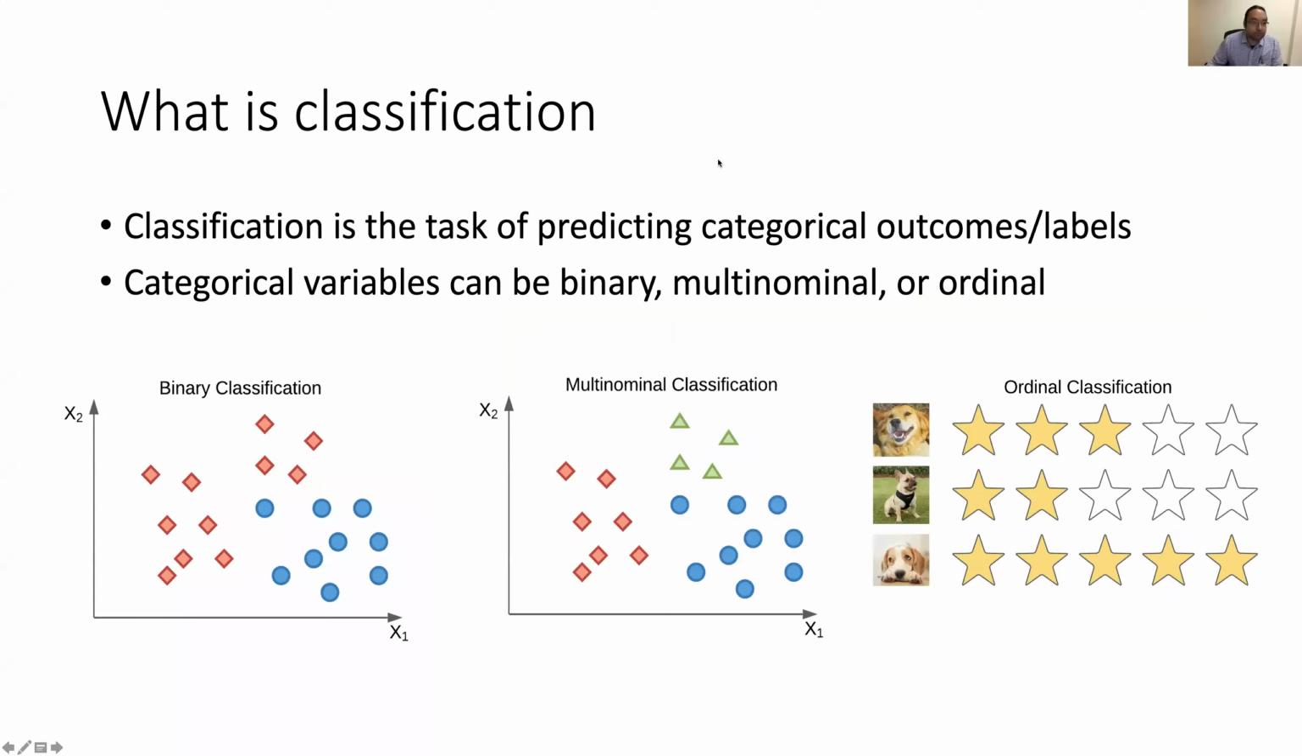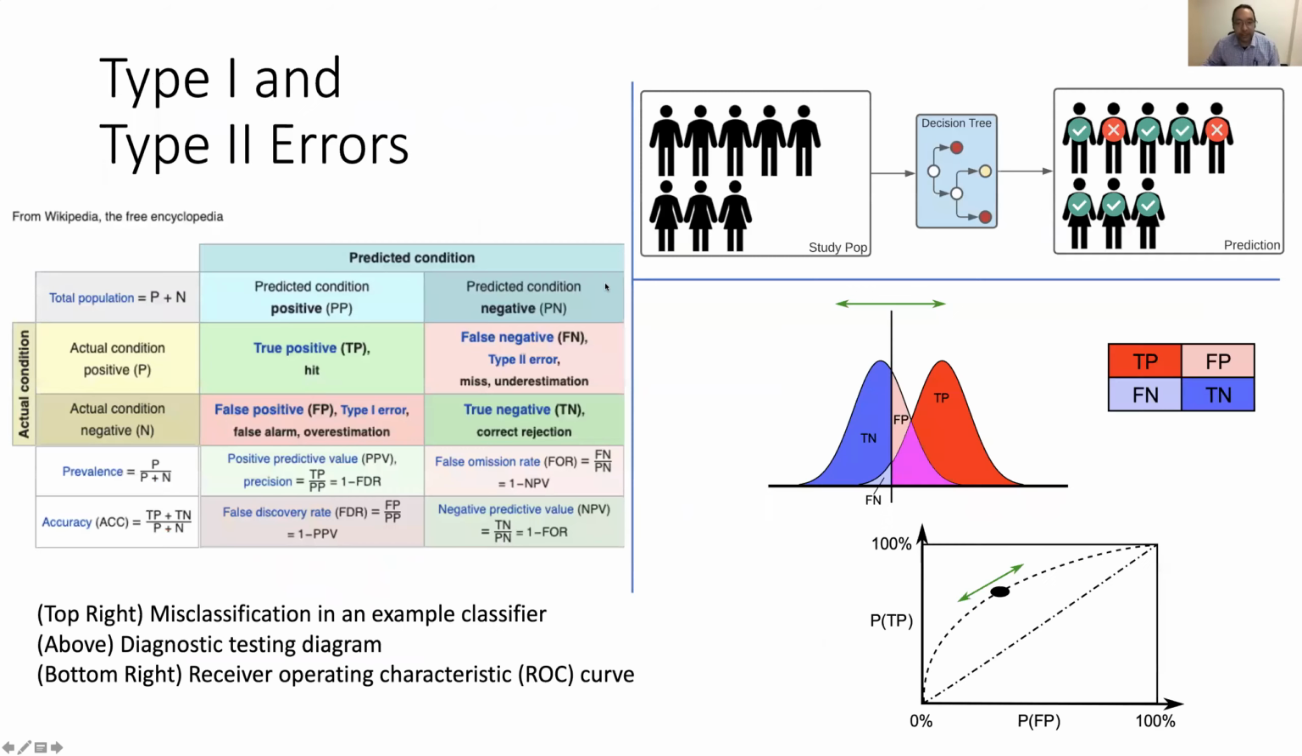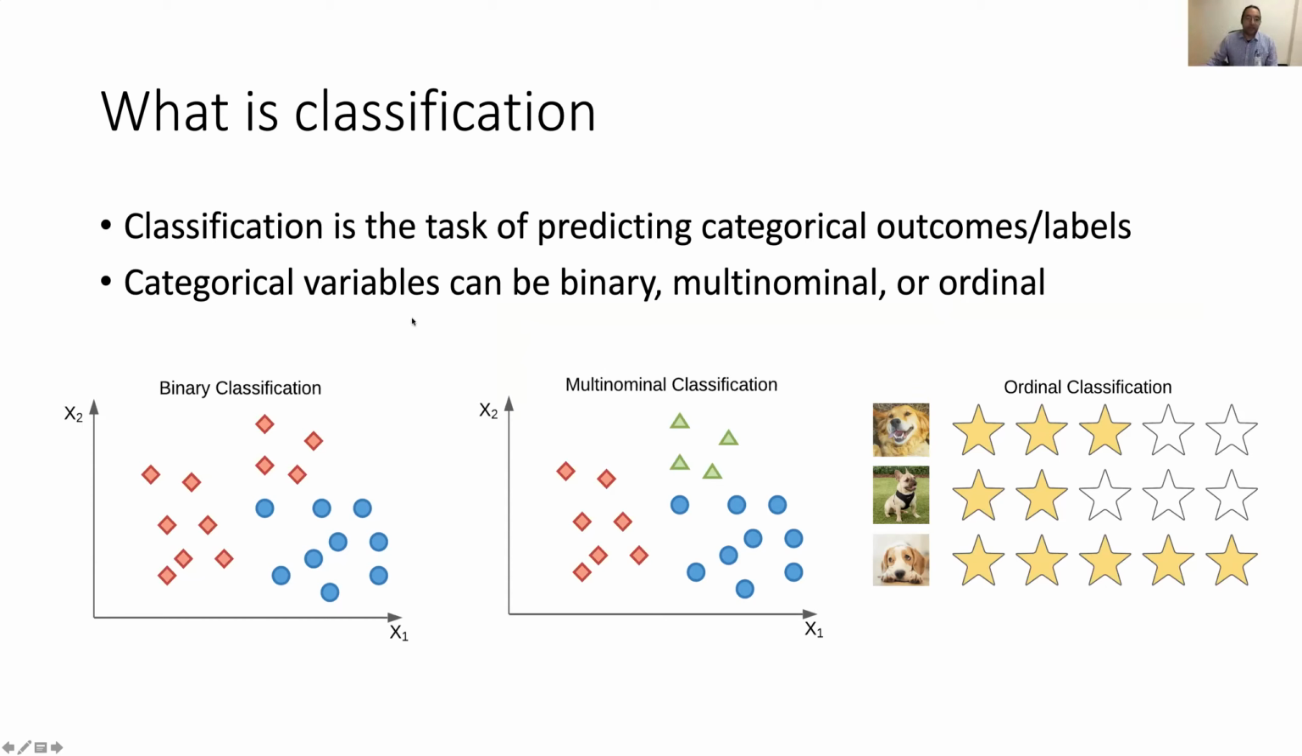So what is classification? It's basically predicting on categorical outcomes. If your outcome is a continuous variable, that's regression. And if it's a categorical variable, then it's classification, right? And the classification can come in 3 flavors, right?